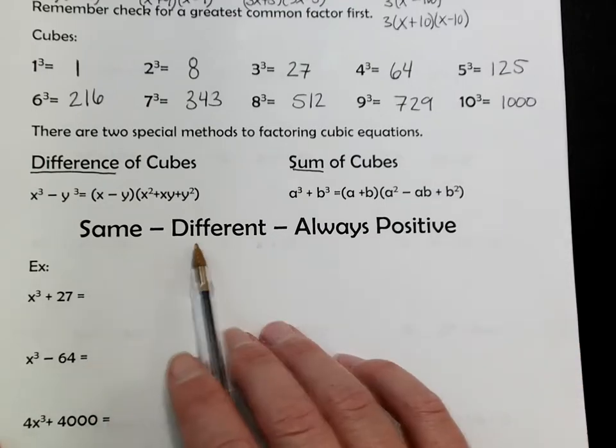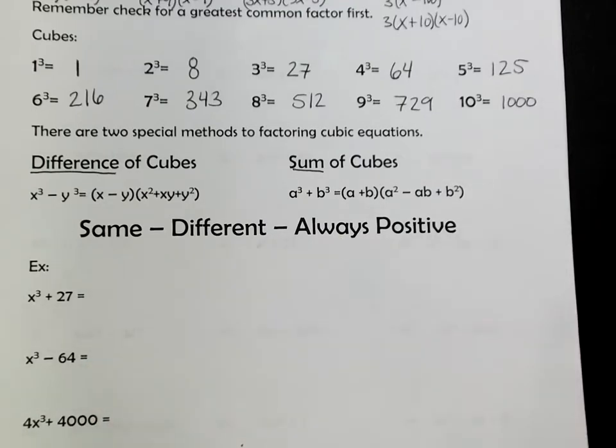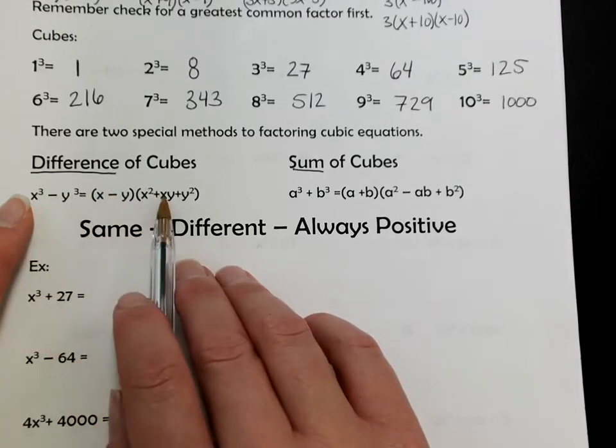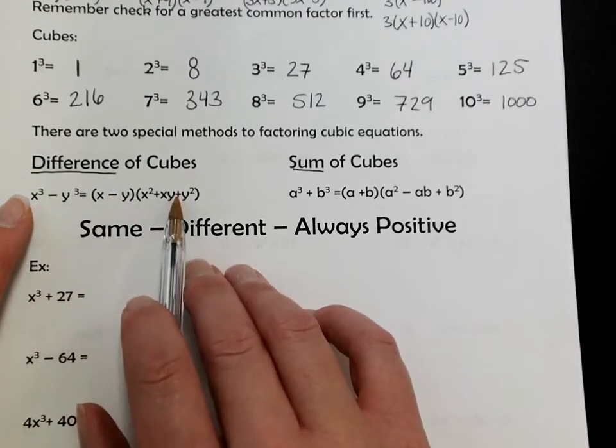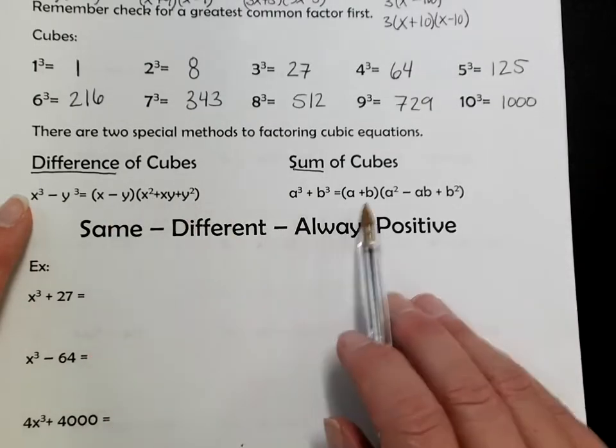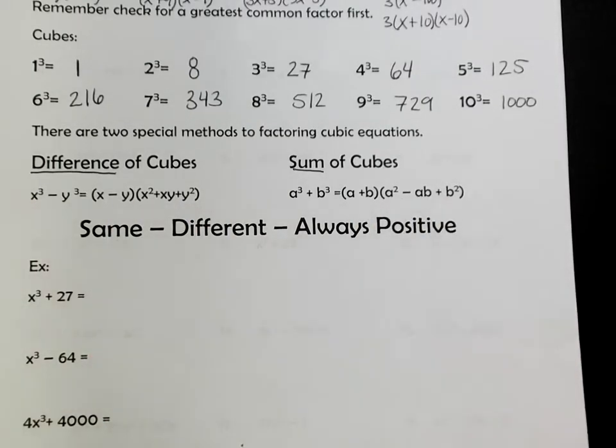The same, different, always positive is another way to remember your signs for this. Some people forget the signs. So the first sign's going to stay the same. The next one's always going to be different. It's going to be the opposite. The last one's always going to be positive. So for both rules, same, different, always positive. Same, different, always positive.